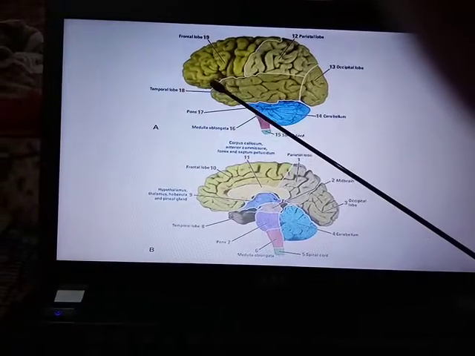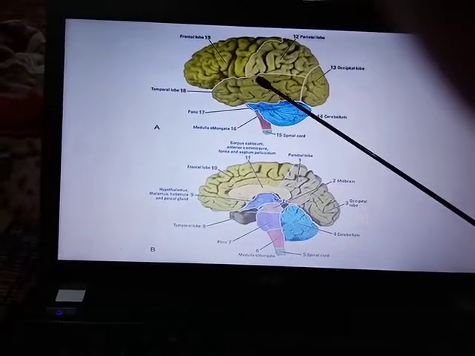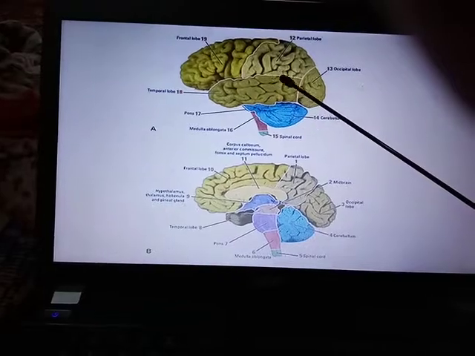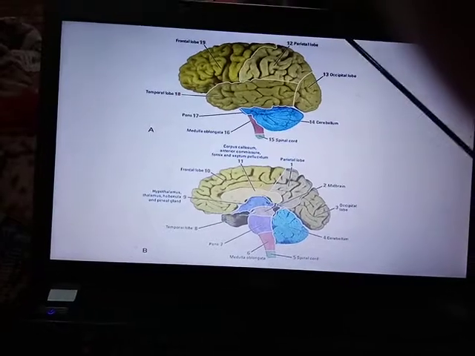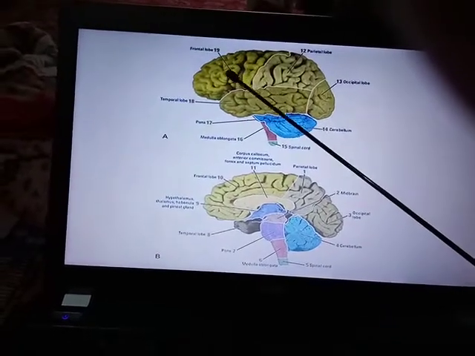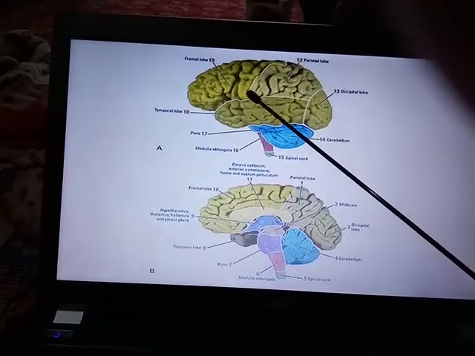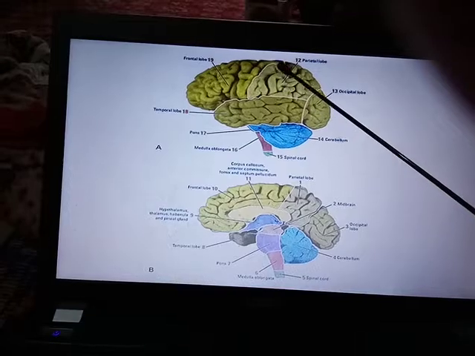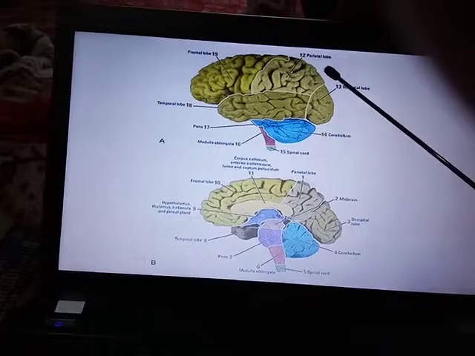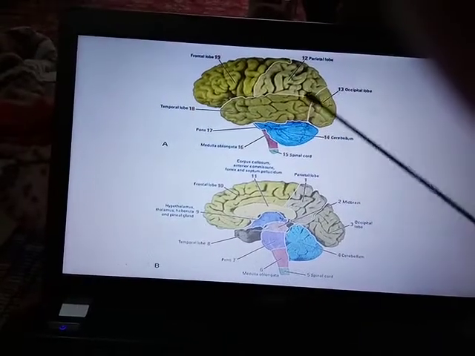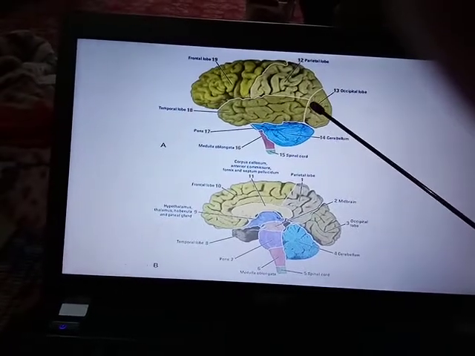The second line is the continuation of the posterior limb of the lateral sulcus, and it meets the first imaginary line. Now the frontal lobe is separated from the parietal lobe by one of the important sulci of the cerebrum, that is the central sulcus. Then the parietal lobe is separated from the occipital lobe by the first imaginary line. The parietal lobe is separated from the temporal lobe by the second imaginary line.